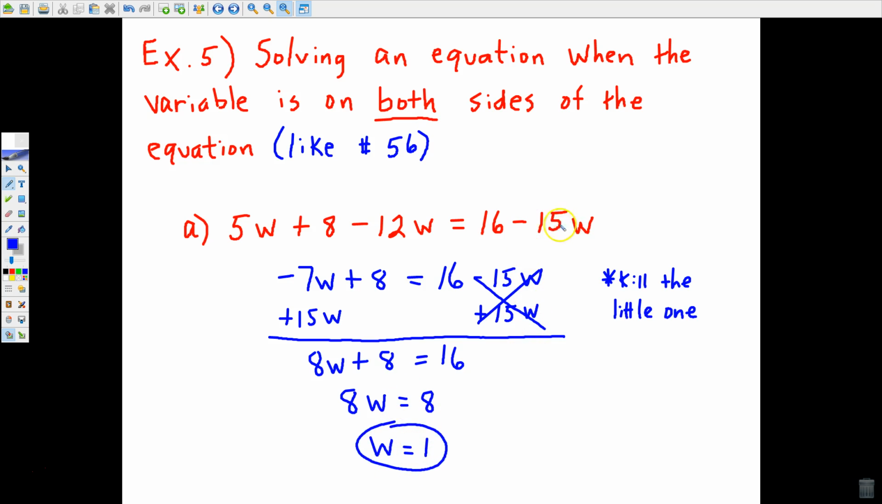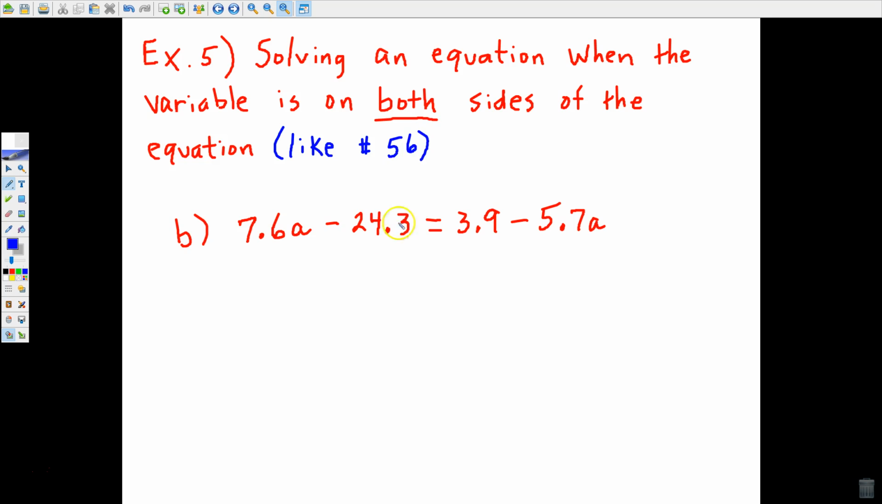All right, so I just wanted to remind you, when you see the variable on both sides, first of all, of course, combine like terms, and then you can kill the little one, whatever it takes, the inverse operation to remove the smallest one so that the variable is on one side only.